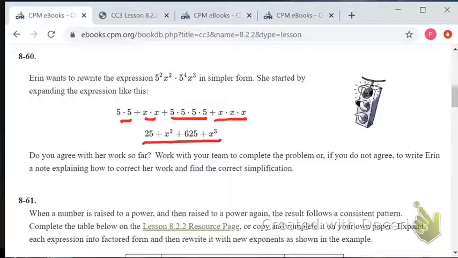Why or why not? So at this point, you would work with your team. If you agree, write why you agree. If you disagree, write why you would disagree. Okay, so again, at this point, you can pause the video, and hopefully you work on it for a couple minutes or so. See if you agree or if you disagree, and come on back.